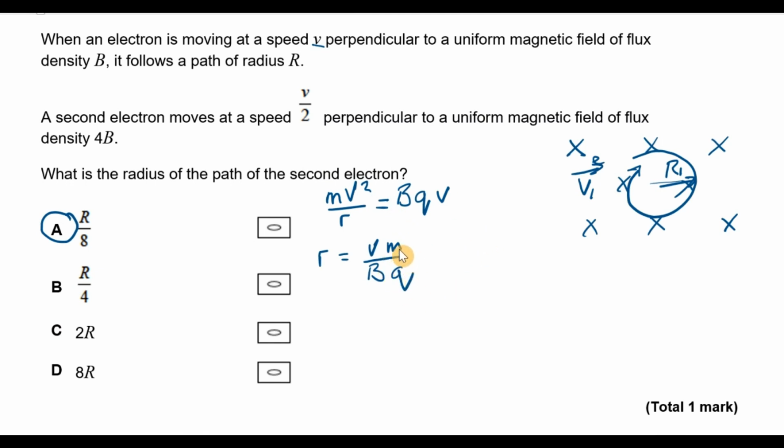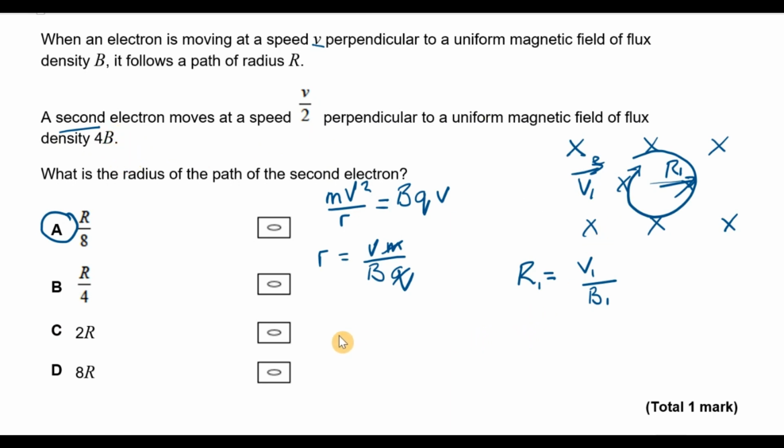Well, I'm not worried about the mass or the charge because they're the same for both electrons, but I can now see that the radius is proportional to the velocity over the magnetic field strength. So in the first case, we've got a radius r, let's call it r1, that's equal to its velocity v1 over the magnetic field strength B1. And then we're talking about this second electron, which has got a velocity v over 2 and in a flux density of 4 times the original flux density.